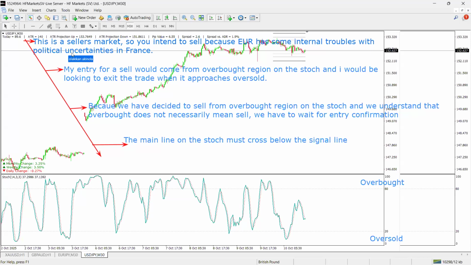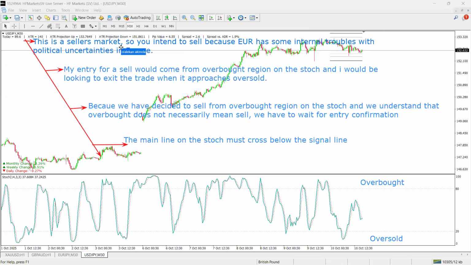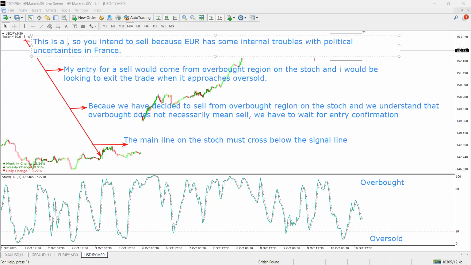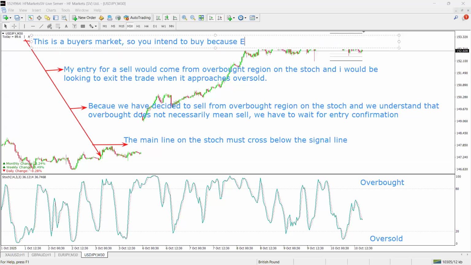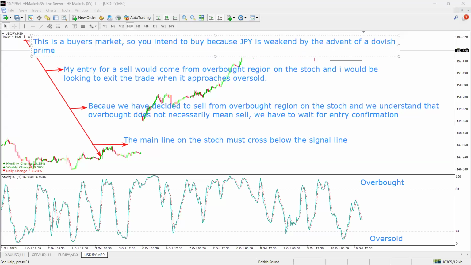Now, for a buyer's market, we're changing this now. This is a buyer's market. So you intend to buy because JPY is weakened by the advent of a dovish prime minister. Which means ordinarily we're interested in buying USD JPY.